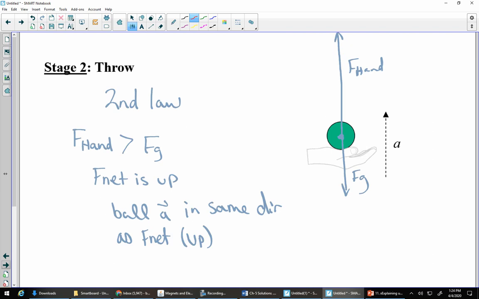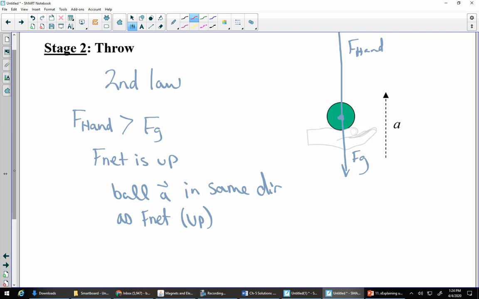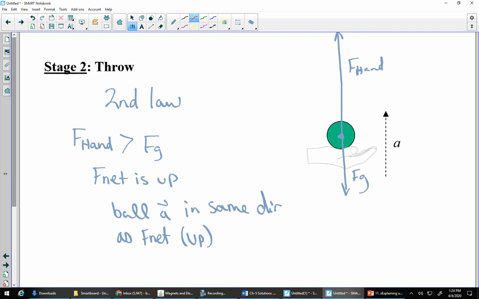And when you decide to throw the ball, you are now applying a much bigger force with your hand. So highlighting that on the side over here, a much bigger force. Force of gravity is the same size realistically, but you've got a larger force from your hand. Again, Newton's second law. And if the force from the hand is bigger, that means that your net force is going to be the same direction as the bigger force. So it's going to be upwards. And if your net force is upwards, your ball is going to accelerate in the same direction as your net force, which is upwards. So your hand is forcing the ball to accelerate upwards, in other words.